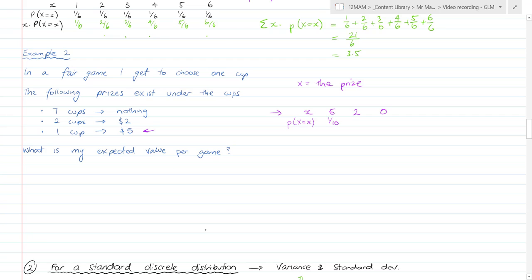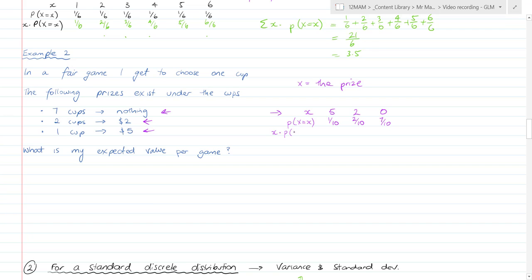1/10. The probability that x is equal to 2, there's 2 cups with $2, so that's 2/10. And the probability that x is equal to 0 is 7 cups, which is 7/10. And you see my probabilities add up to 1 now. I can now work out my expected winning.